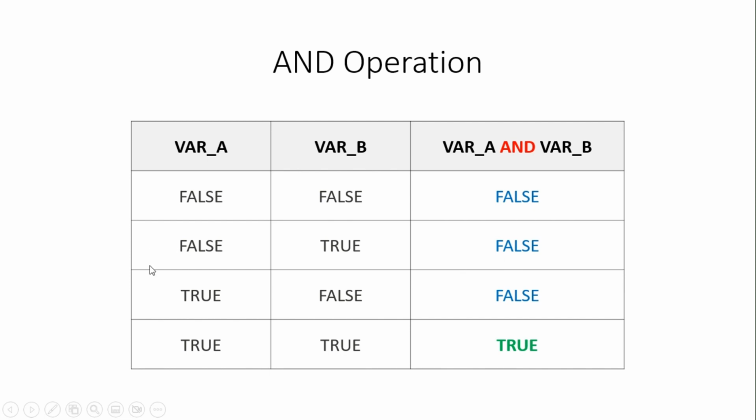As you see in the middle two examples, here variable A is false, so this whole expression is false. Here variable A is true but variable B is false, so this whole expression is false. This is true only when both the operands are true. Now let's switch to the command prompt for practicals.